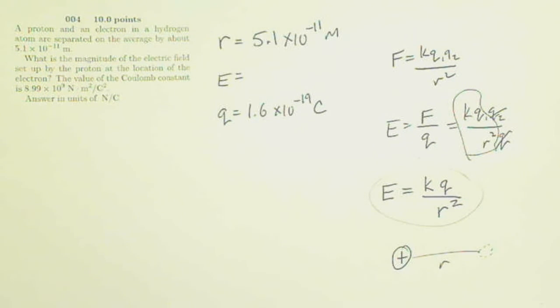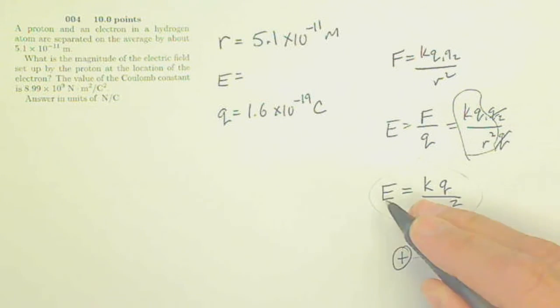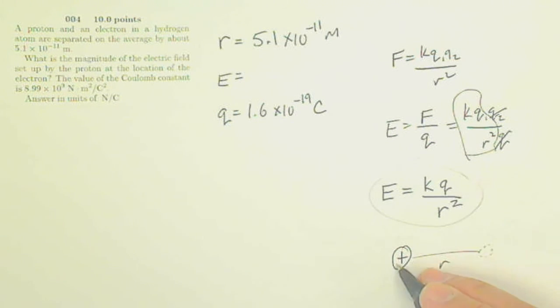So two ways of getting electric field. It's either force per charge, or it's KQ over r squared, Q being the charge that is there, as opposed to the other charge.